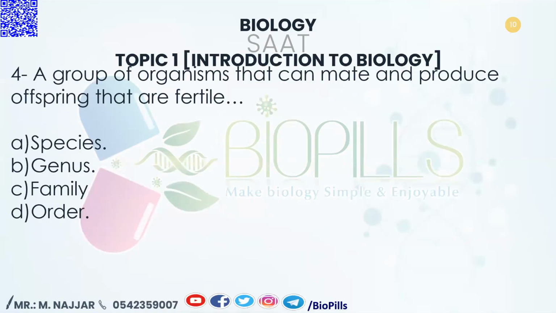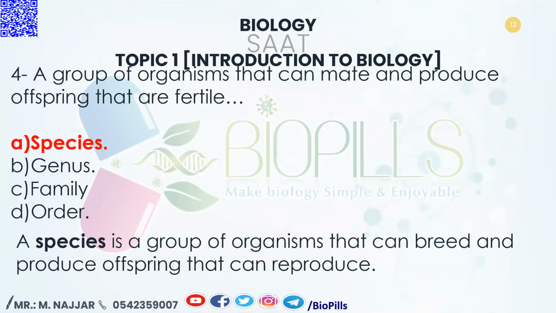Question number 4, a group of organisms that can mate and produce offspring that are fertile. This is the exact definition of what? A, species. B, genus. C, family. D, order. This is the exact definition of species. Species is a group of living organisms that are capable of interbreeding among themselves and producing fertile offspring.